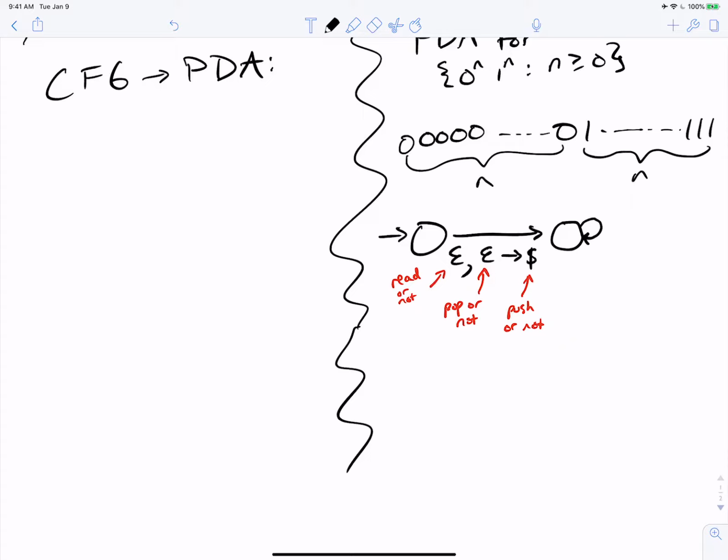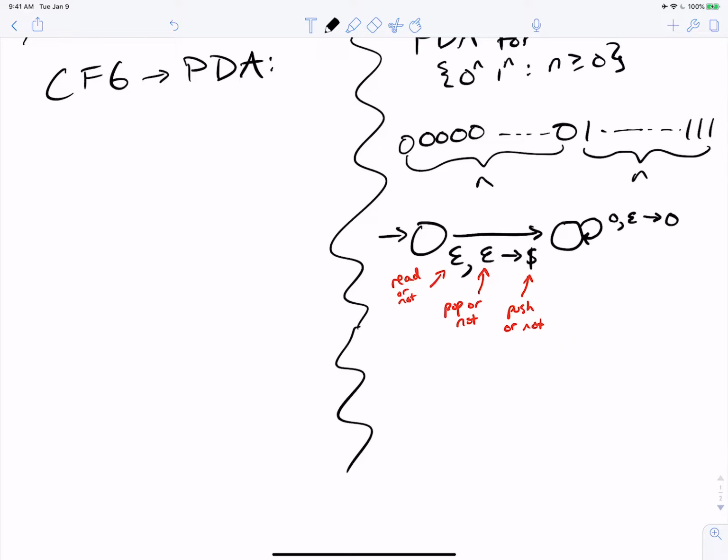And so what are we going to read on this transition? Yeah, read a 0. Are we going to pop anything on this transition? Nope. So that's going to be epsilon. And then what are we going to push on this transition? 0. Push a 0. Good. So that's the 0 part of the whole affair.